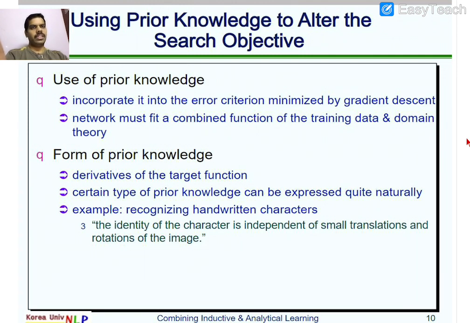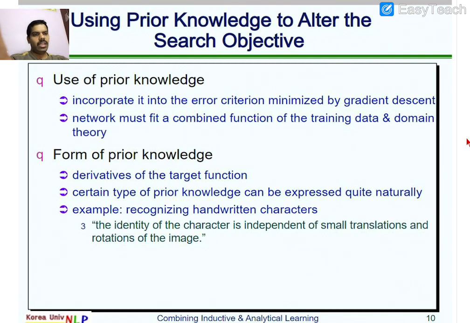Whatever the gradient descent rule, we already discussed it. We consider some weights, and in order to get good results, how can we modify the weights to achieve successful results? That is minimizing the errors. If we are able to minimize the errors, then we are able to get good results, right? And the network must fit a combined function of the training data and domain theory. So whenever we define the network, it should combine the techniques of training data and domain theory. And as a form of knowledge, derivatives of the target function, certain types of prior knowledge can be expressed quite naturally.